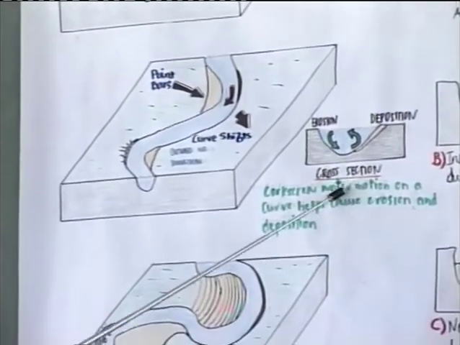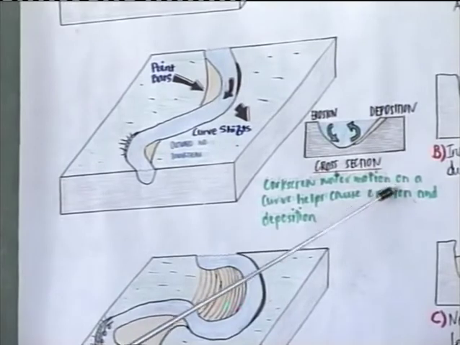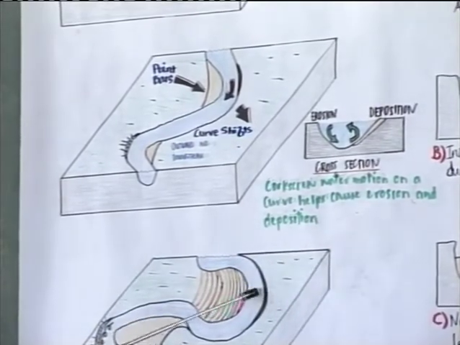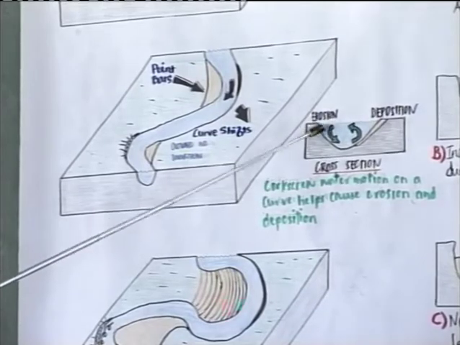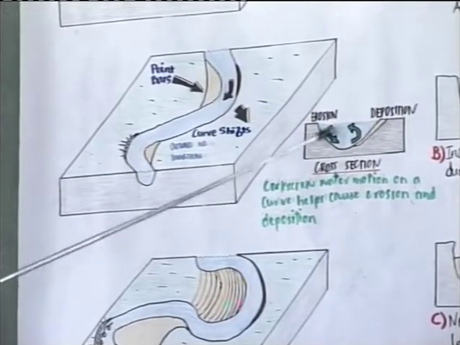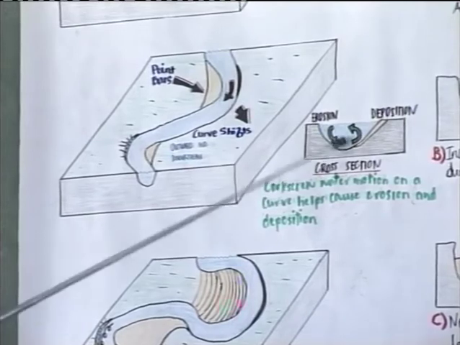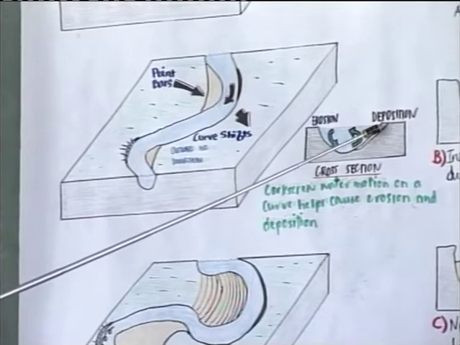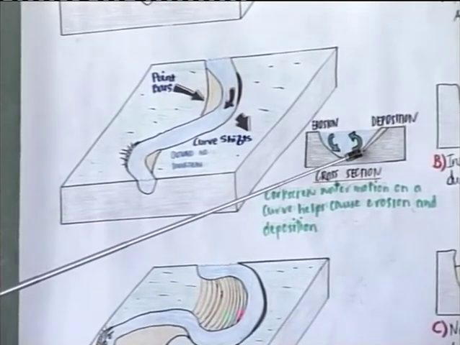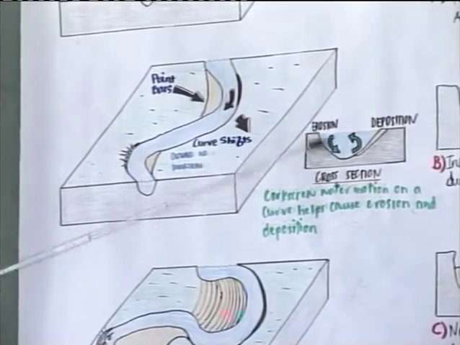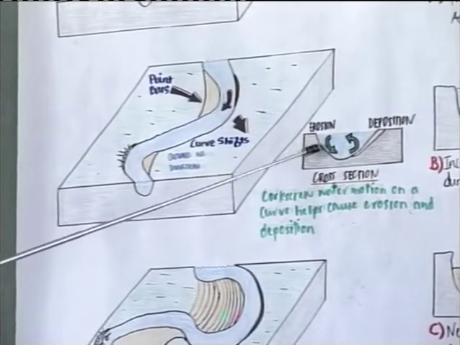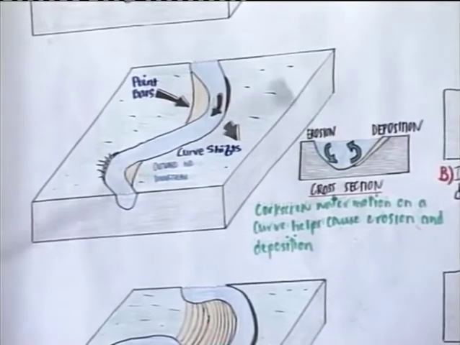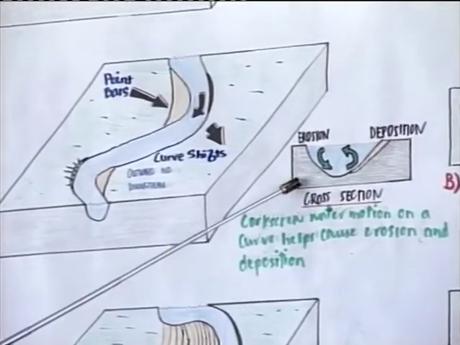This diagram here shows a corkscrew motion on a curve which helps cause erosion and deposition. It moves in an anti-clockwise way, depositing all the sediments on the convex bank and eating away the area on the concave banks.